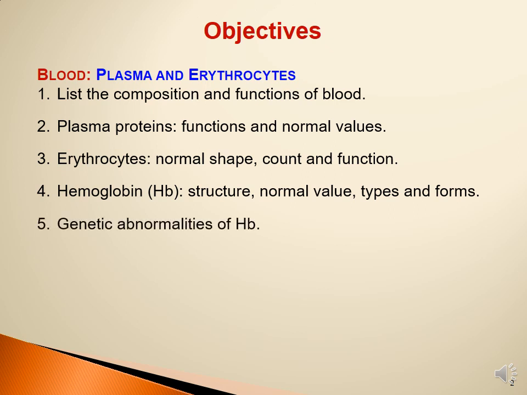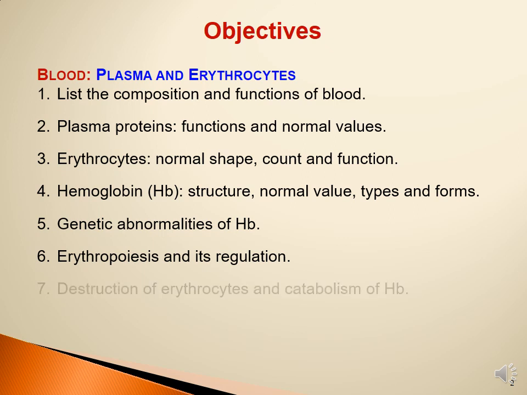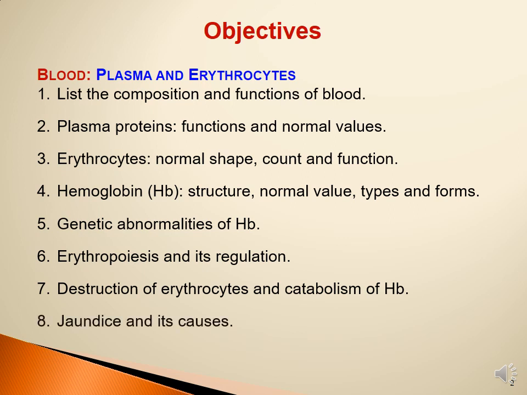I'm also going to talk about the genetic abnormalities of hemoglobin and the process of erythropoiesis, which is the production of red blood cells, and how this process is regulated. And then I will talk about the destruction of aged or worn-out erythrocytes and how hemoglobin is catabolized. And finally, I will talk about jaundice, which is related to hemoglobin metabolism and the different causes of jaundice.